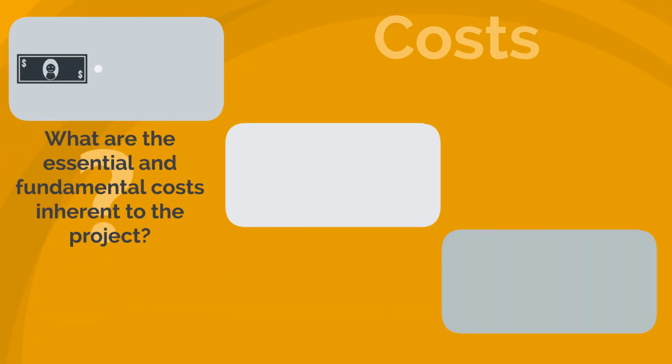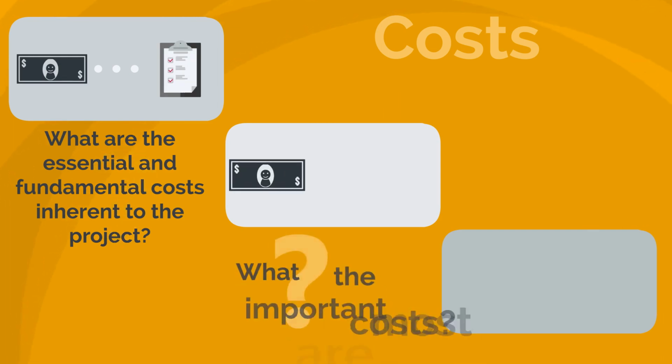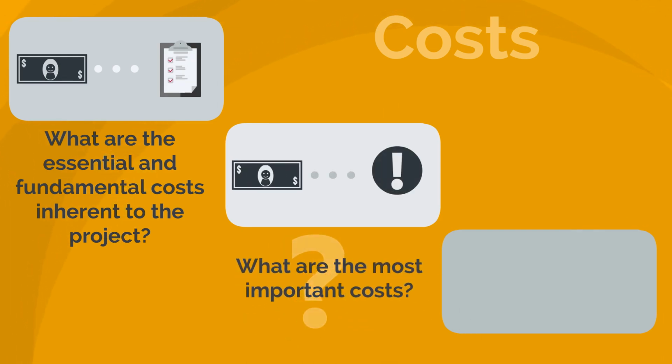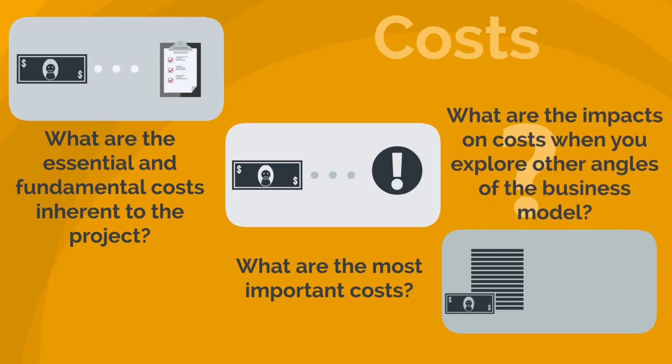For each element that makes up the partners and resources boxes, we must identify and describe all the costs inherent to the project. We will, therefore, answer the following questions. What are the essential and fundamental costs inherent to the project? What are the most important costs? What are the impacts on costs when you explore other angles of the business model? For example, if some fixed costs become variable costs.